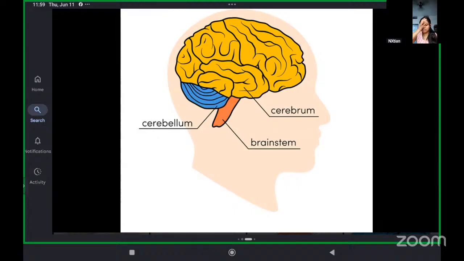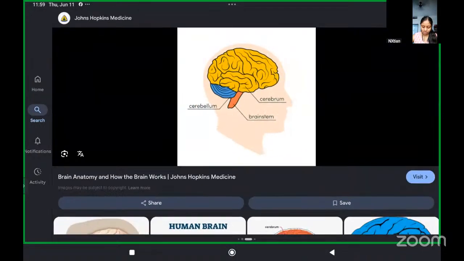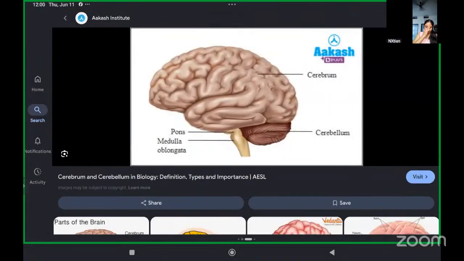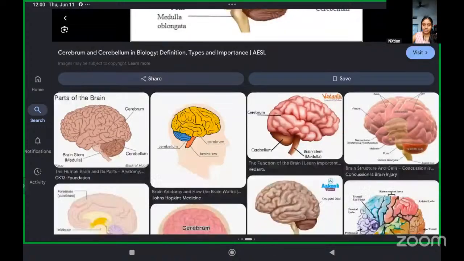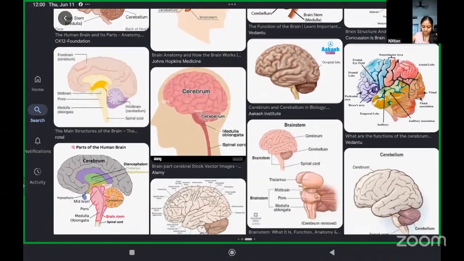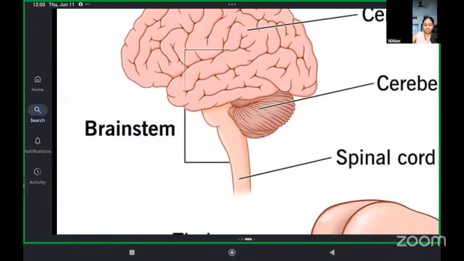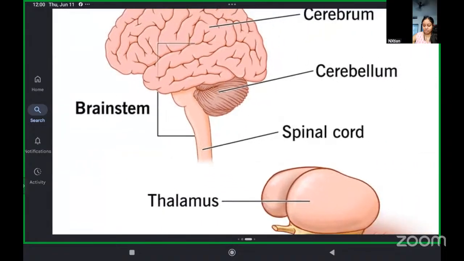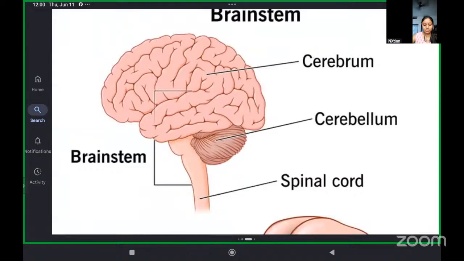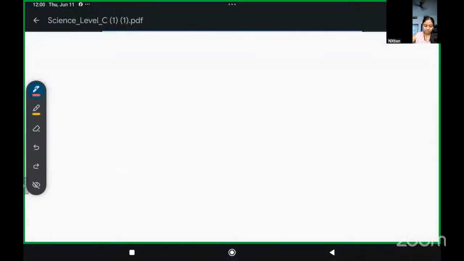Cerebrum is the front part, cerebellum is the back part, and the brainstem is the one connected with the backbone. This is how the brain looks, like a walnut seed with many twists and turns. Now, in this diagram, you can see the brainstem. The line going to the bottom connects to the spinal cord. Now we will go back and study the spinal cord.